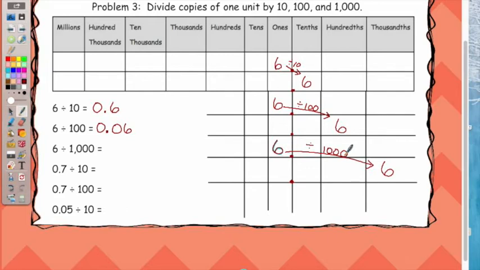And if I were putting zeros on the place value chart, how many zeros would I need? 3. So my answer is going to be 0.006. And how do I say that? 6 thousandths. Okay. How do you feel about that? Pretty good? All right. I'm going to pause it for just a minute.